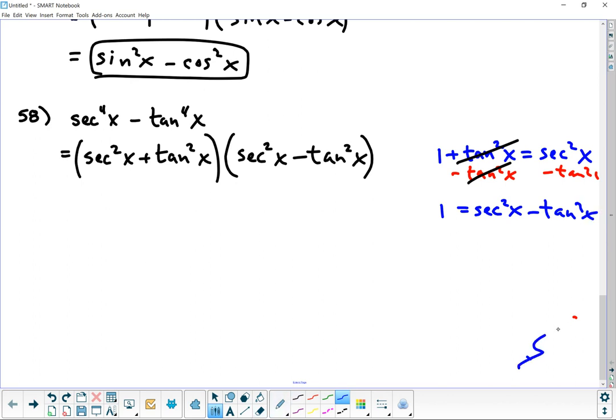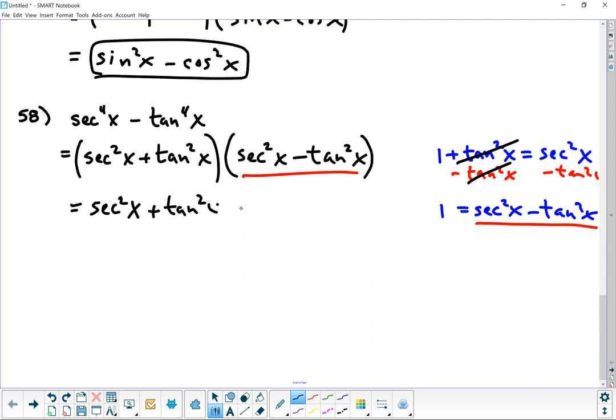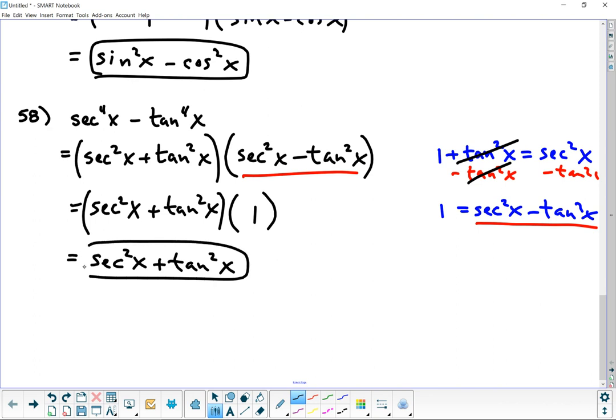And you notice this right here is what we have right here. So all of that is equal to 1. So we have secant square x plus tangent square x times 1, which is really just secant square x plus tangent square x. I'm okay with this. Again, you can go overboard and do a little bit more, but I'm going to stop here.